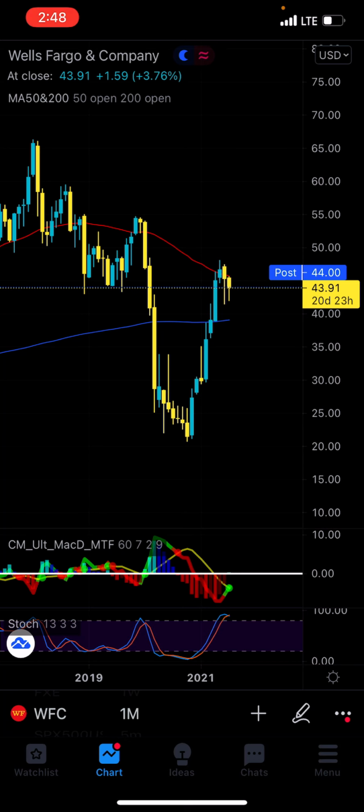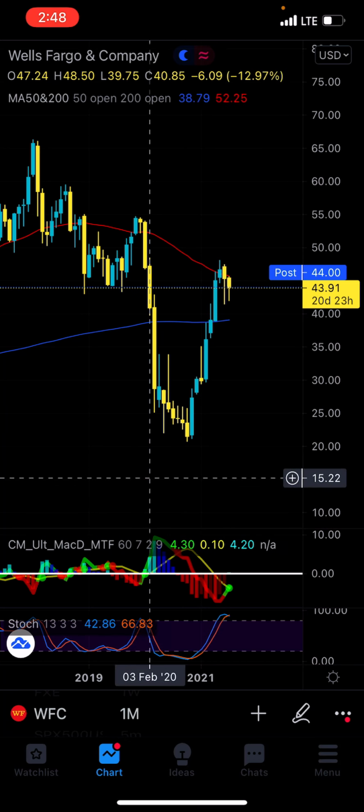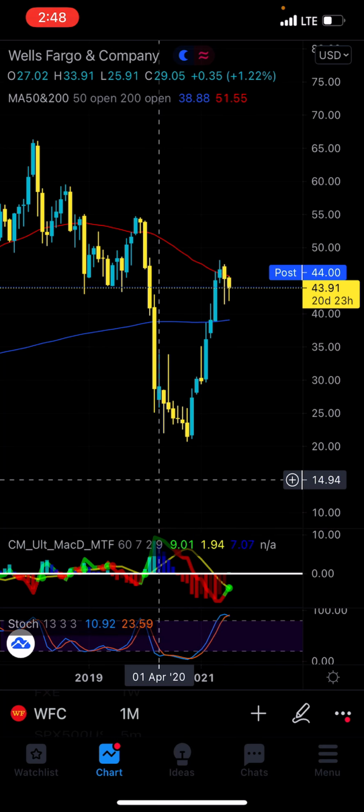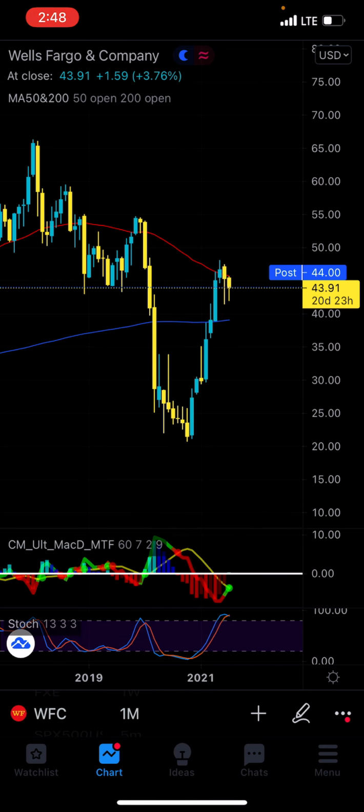I wanted to do a quick TA on Wells Fargo and why I think it's about to sell off massively. I will be buying puts. I'm trying to figure out what the long dated put is that I'm going to buy, but I think at minimum I might buy at least a year out puts for Wells Fargo.